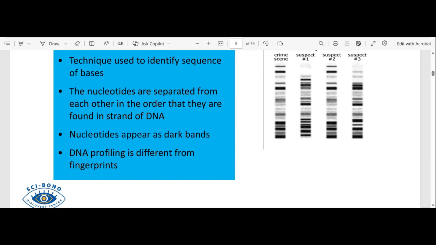The DNA profiling is different from fingerprints. So never confuse DNA profiling and DNA fingerprinting. Never use the word DNA fingerprinting, because they're two different things.